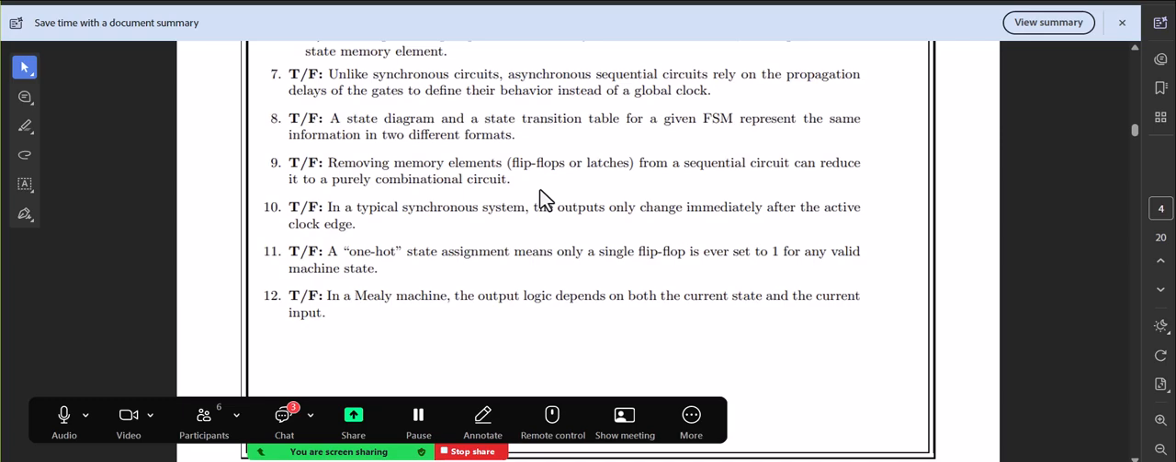True. It's the flip-flops that make it sequential. In a typical synchronous system, the outputs only change immediately after the active clock edge. Notice that it doesn't say positive or negative, it just says active, whichever one you say is active. True. That's typically how it's done.